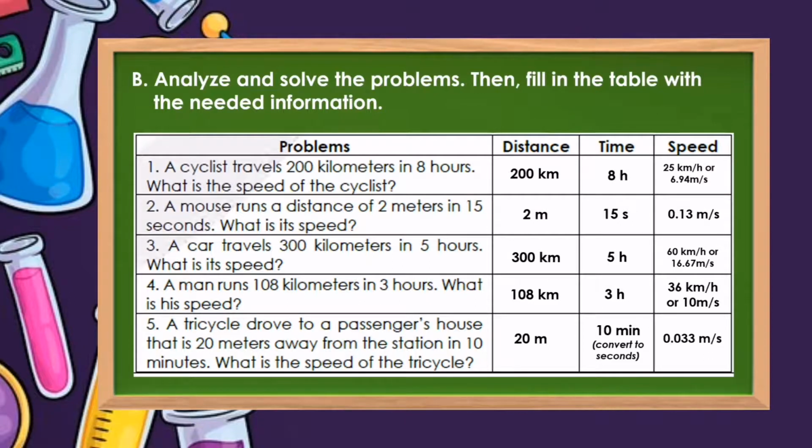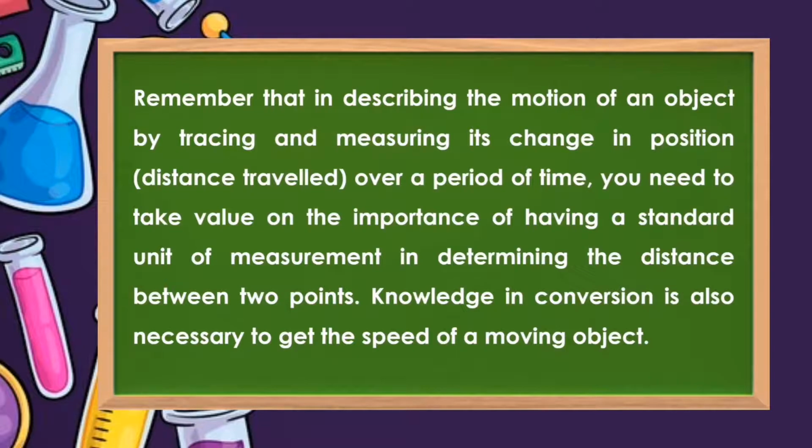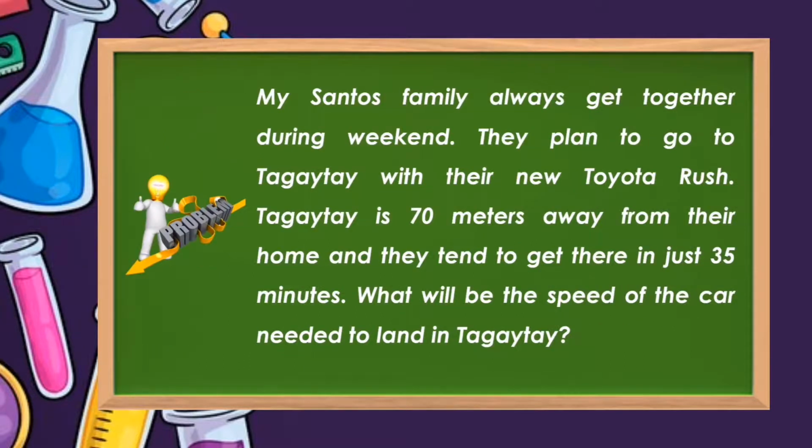Grade 5 learners, remember that in describing the motion of an object by tracing and measuring its change in position over a period of time, you need to take value on the importance of having a standard unit of measurement in determining the distance between two points. Knowledge and conversion is also necessary to get the speed of a moving object. Now let us try to solve this word problem.